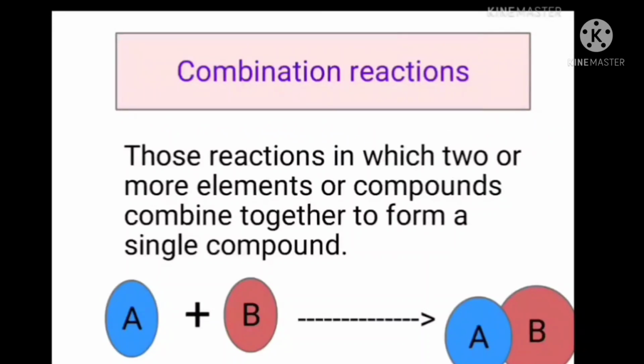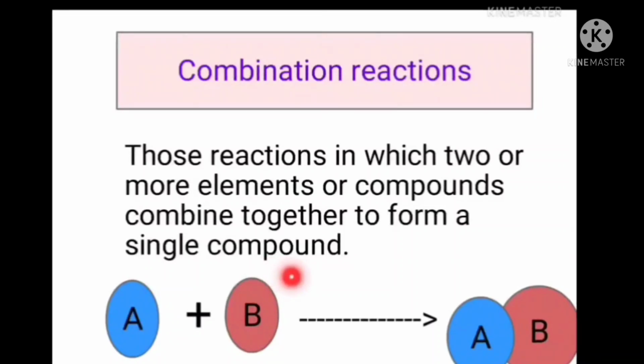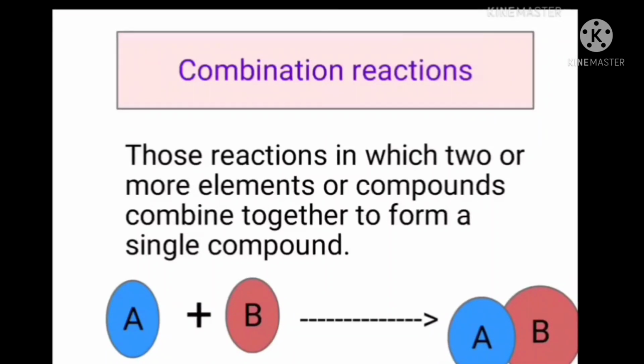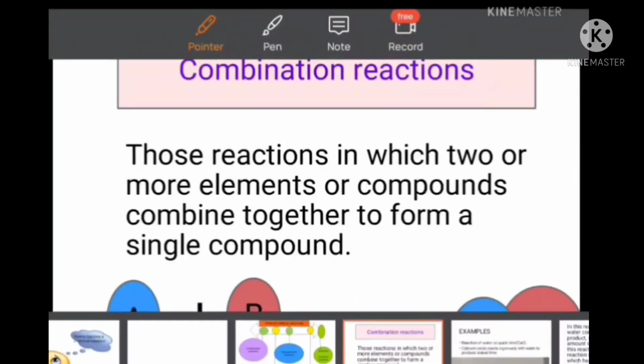Combination reactions. Those reactions in which two or more elements or compounds combine together to form a single compound. In this reaction, two or more substances combine to form a single substance. In these reactions, the combination may take place between two or more elements, or between two or more compounds, or between elements and compounds. Let's see some examples for that.